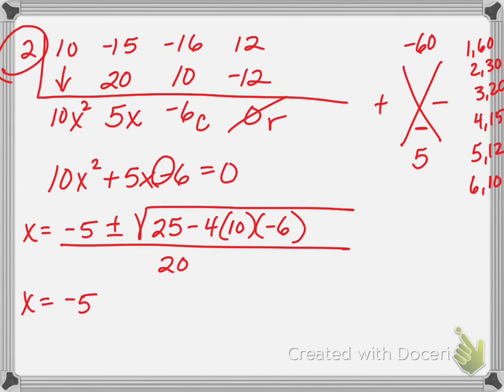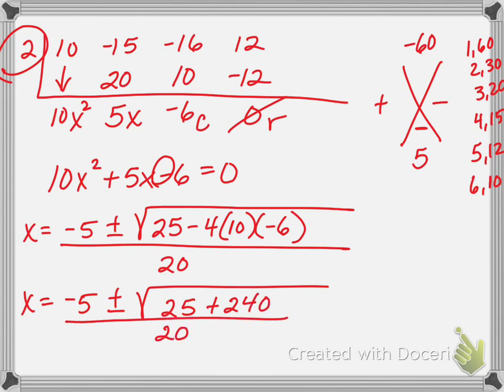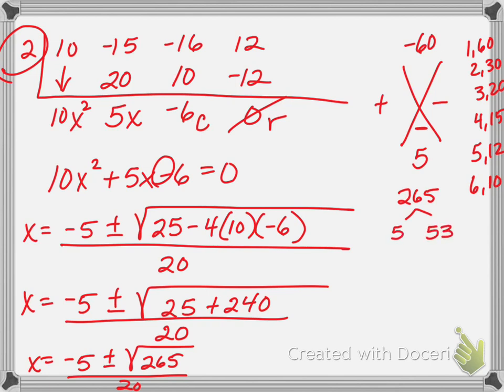x equals negative 5 plus or minus the square root of 25. Let's see, negative 4 times 10 times negative 6 is a positive 240, over 20. That's a positive 265 over 20. We have to break that thing down. 5 and 5 and 3. Yep. 53 is prime, I believe. I don't believe that simplifies at all. Those are my other two answers right there.